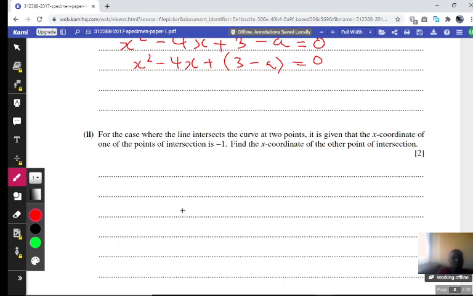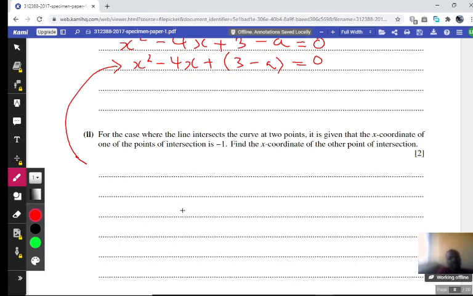Then item number 2 is saying, for the case where the line intersects the curve at 2 points, it is given that the x coordinate of one of the points of intersection is minus 1. Find the x coordinate of the other point of intersection. What you're supposed to do is simple. Use this equation that you have just found up there. Right, you first substitute x equals minus 1. Then you find the value of a. Then after that, you make that equation a quadratic equation to find the other x values. Right, so let's do it.